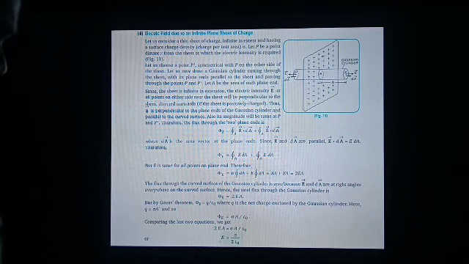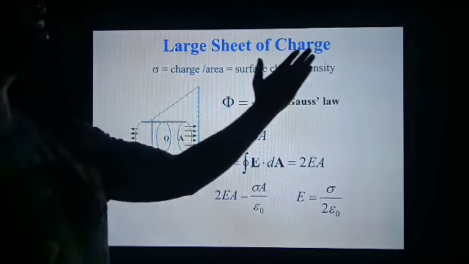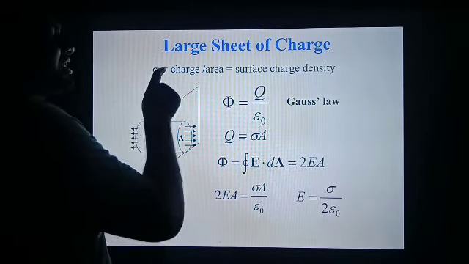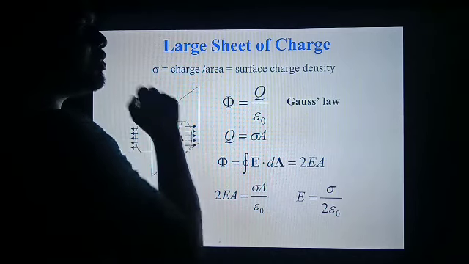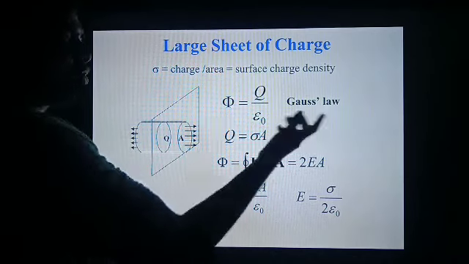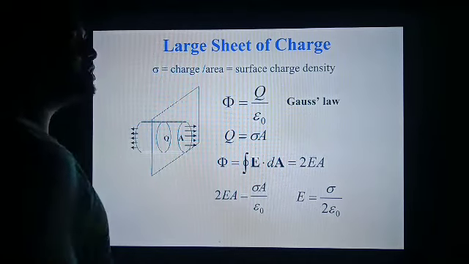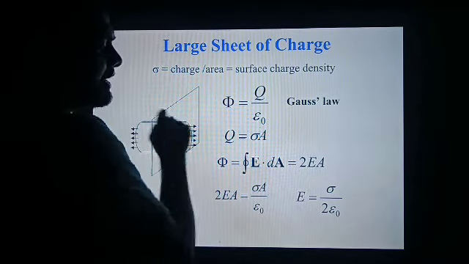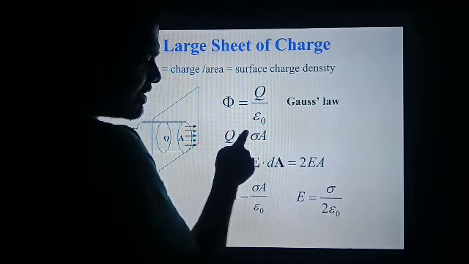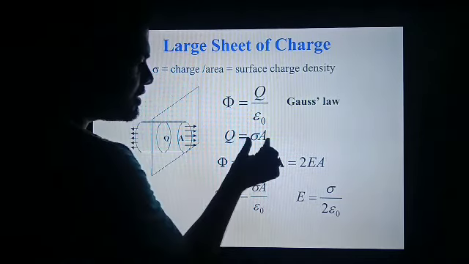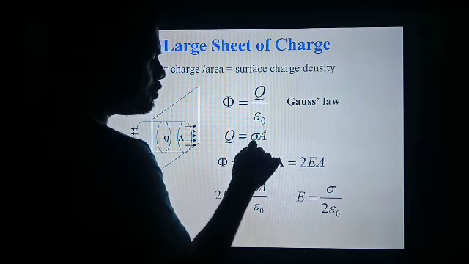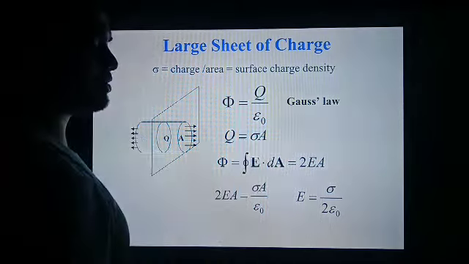Let's see the easy way of proving this. Large sheet of charge. Sigma, that is surface charge density, is equal to charge upon area. And from the Gauss theorem, phi is equal to Q upon epsilon naught. Q will be equal to sigma into area, surface charge density into area. If you put the value of Q from here, then phi is equal to sigma A upon epsilon naught.